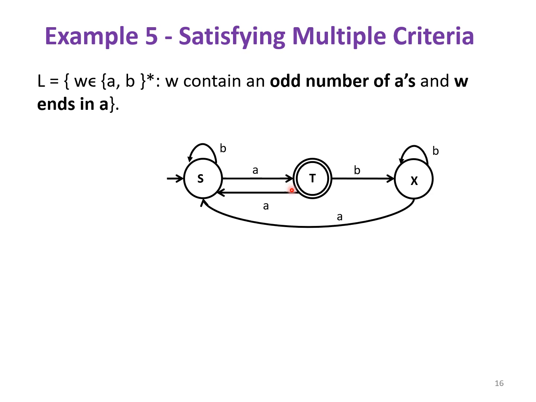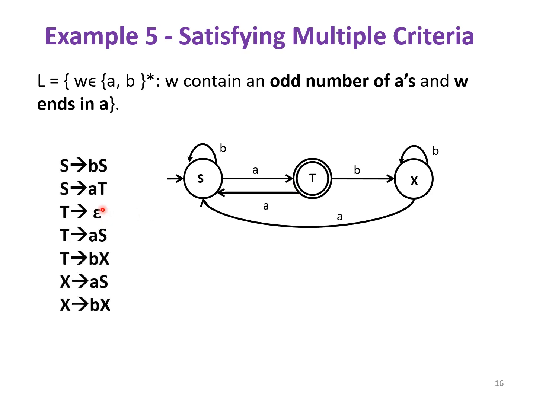not with a B. Then the grammar is S tends to BS, then S tends to AT, where T tends to epsilon, where T is the final state. And from T, for A it goes to S, and for B it goes to a new state X, where X for A will go to state S, whereas for any number of B's it will be in the loop.